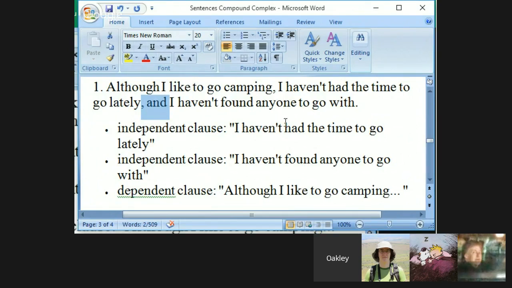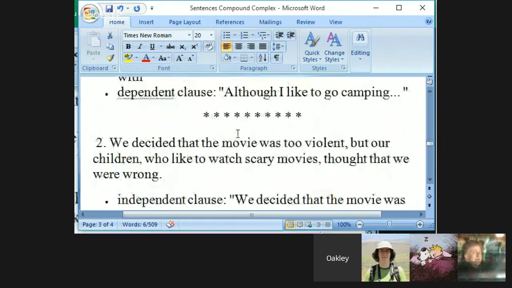Now, in this case here, the whole rest of the sentence doesn't really make sense unless this dependent clause is first. In many other cases, it often doesn't matter where we choose to put the dependent clause. In this case, one idea follows the other, so it's logical to do it this way.